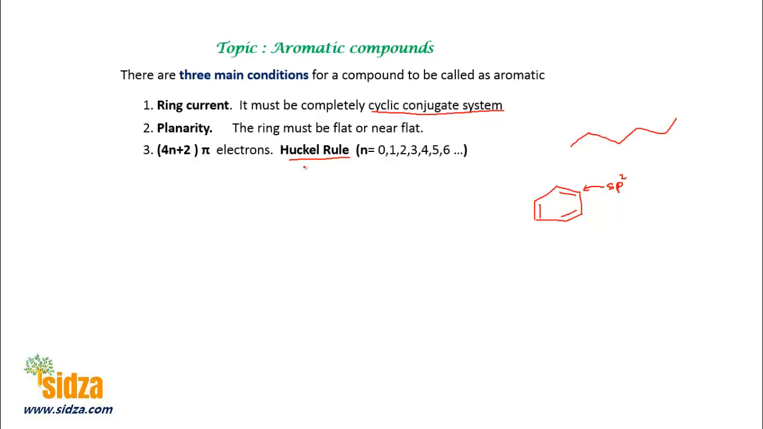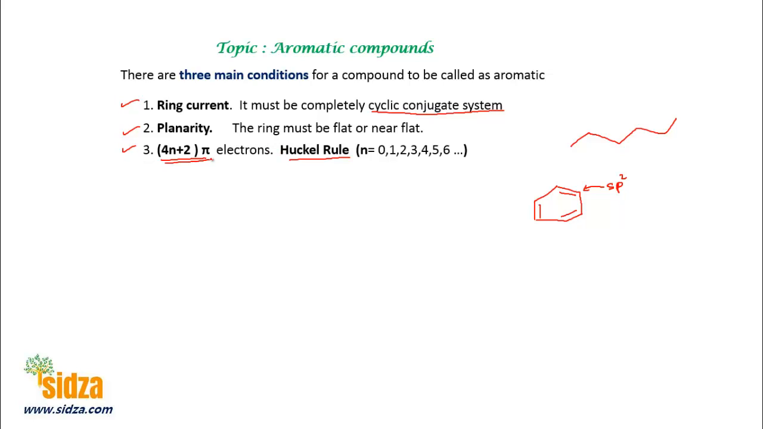So what is the Huckel rule? Actually, it should contain 4n plus 2 pi electrons, right? A molecule that contains 4n plus 2 pi electrons obeys the Huckel rule. These are the three main conditions that a molecule must fulfill so that we call it aromatic.